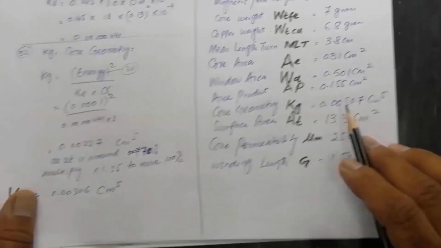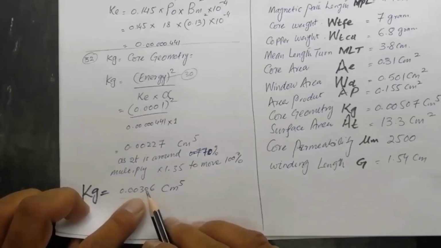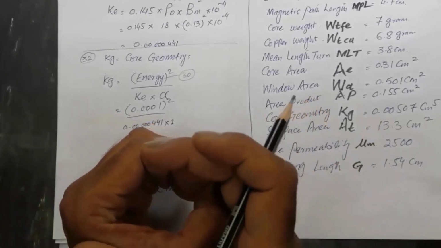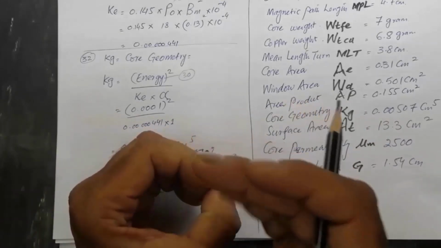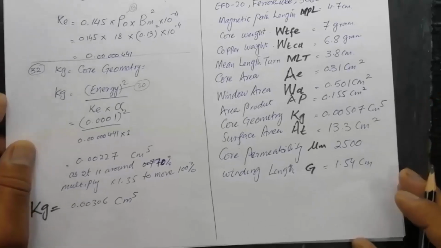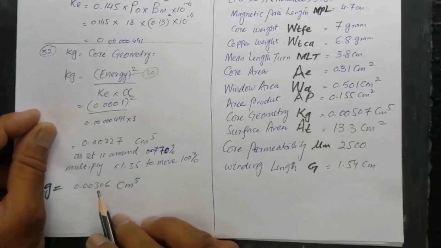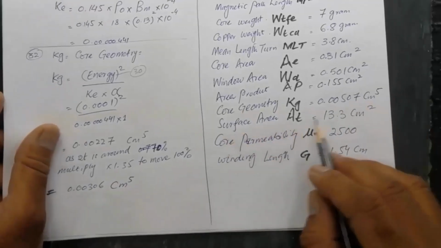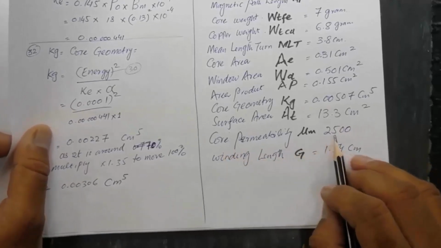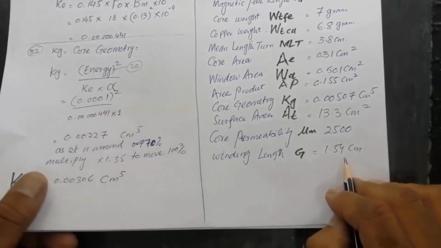You can select any core, but the core geometry value should be above this. If you select exactly this, then your winding will fill the core area completely, so you have to leave a small space over this. So I selected this one. I can select 0.004, that is also a safe range. Surface area is 13.3 centimeter squared and permeability is 2500. Winding length is 1.54 centimeters.